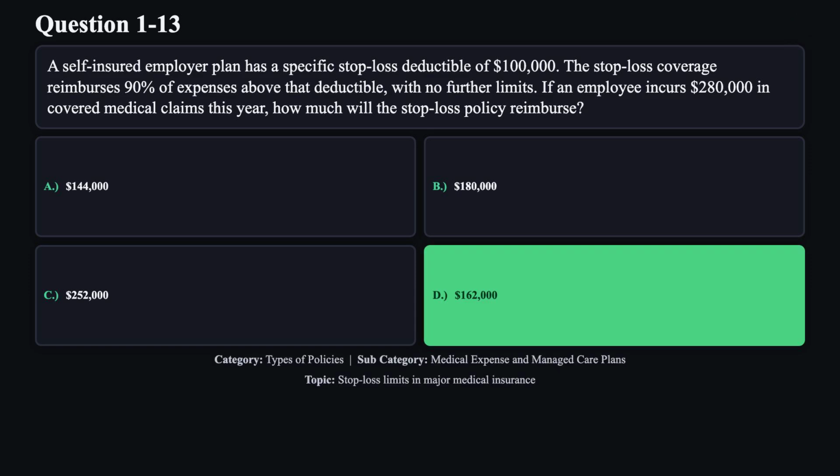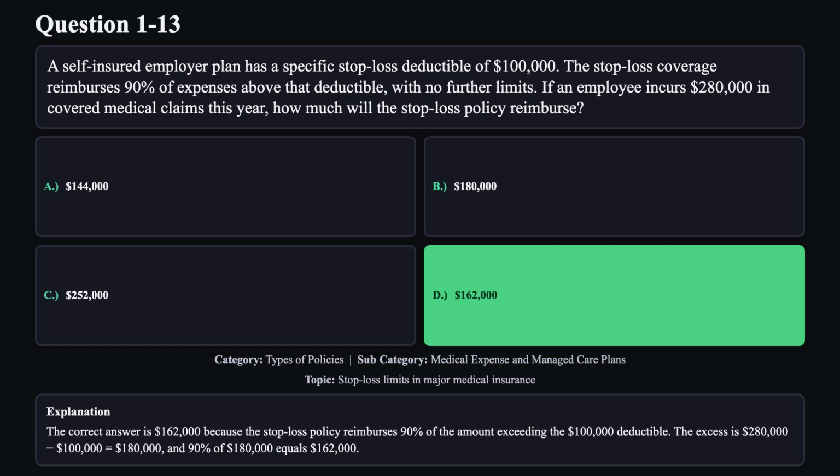The correct answer is D. The correct answer is $162,000 because the stop-loss policy reimburses 90% of the amount exceeding the $100,000 deductible. The excess is $280,000 minus $100,000 equals $180,000, and 90% of $180,000 equals $162,000.